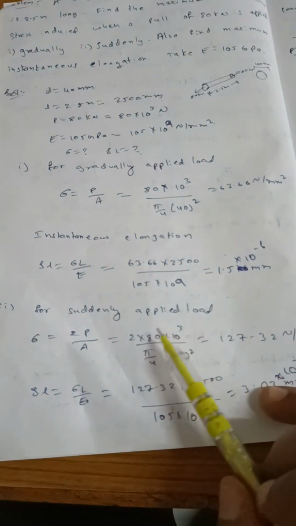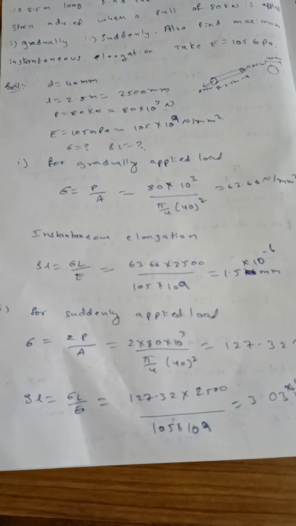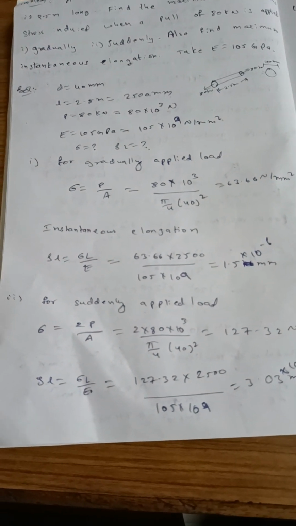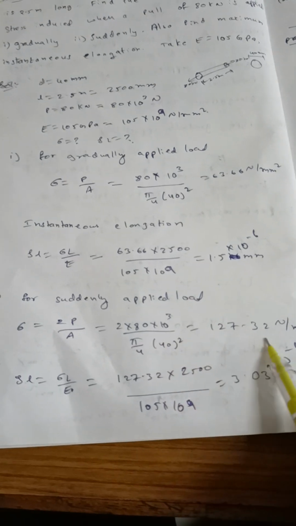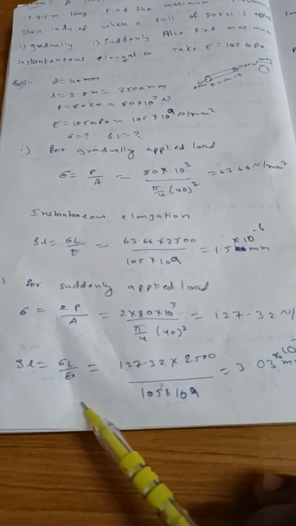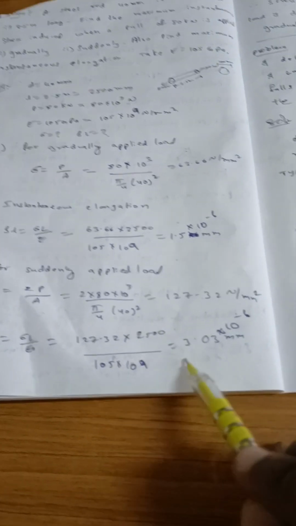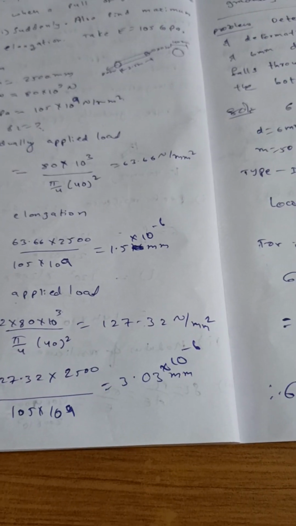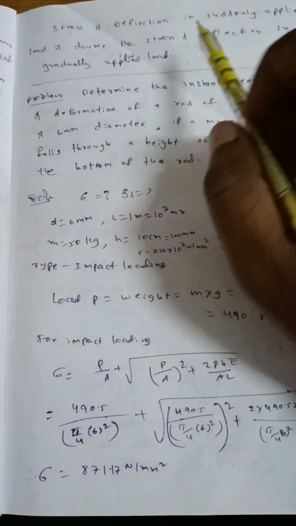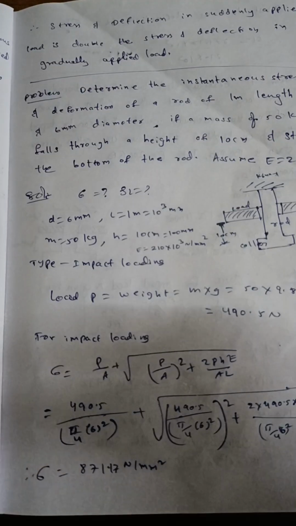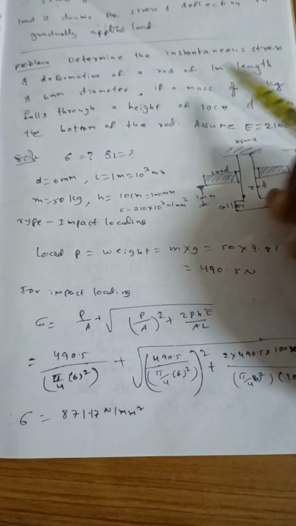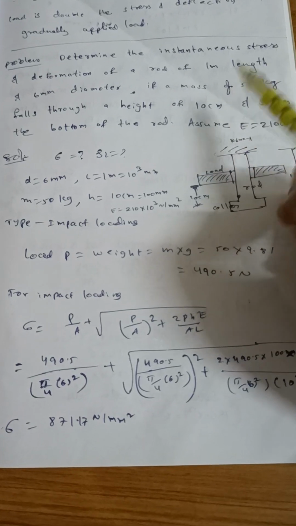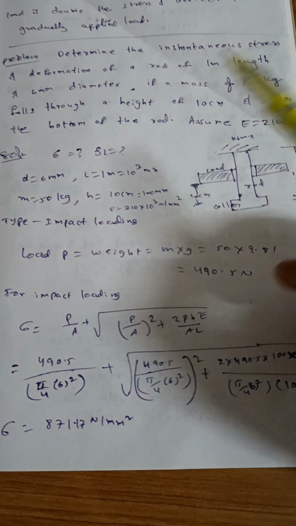For the next case, suddenly applied load, we know that sigma equal to 2P by A. Therefore 2 times this answer, 63.66. Again delta L equal to sigma L by E, with this sigma here. This is delta L. So stress and deflection in suddenly applied load is double the stress and deflection in gradually applied load.